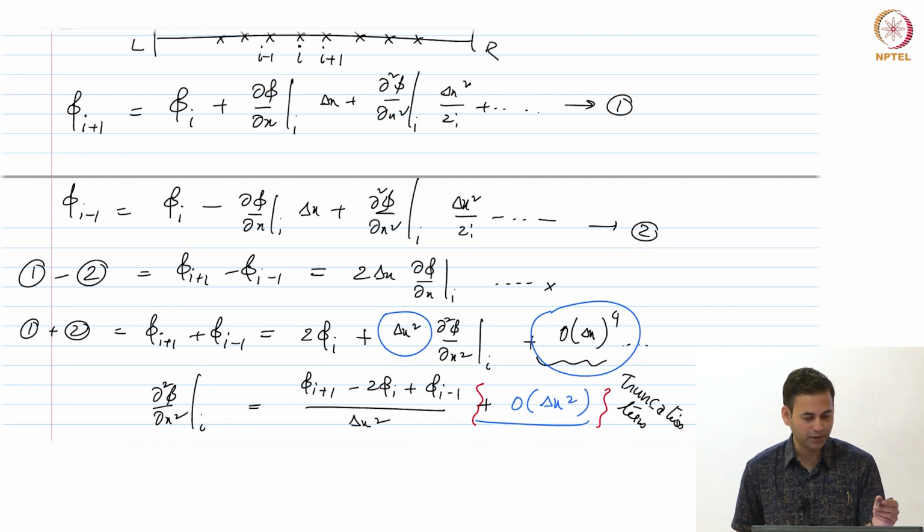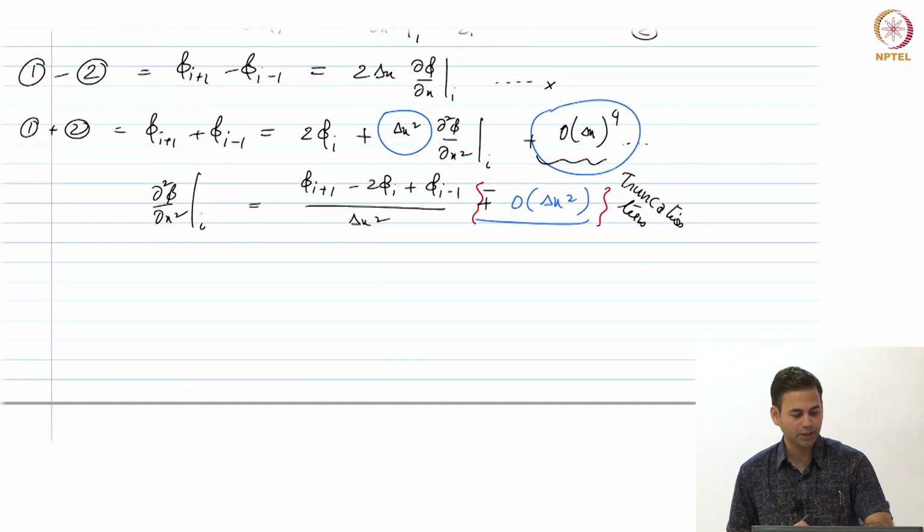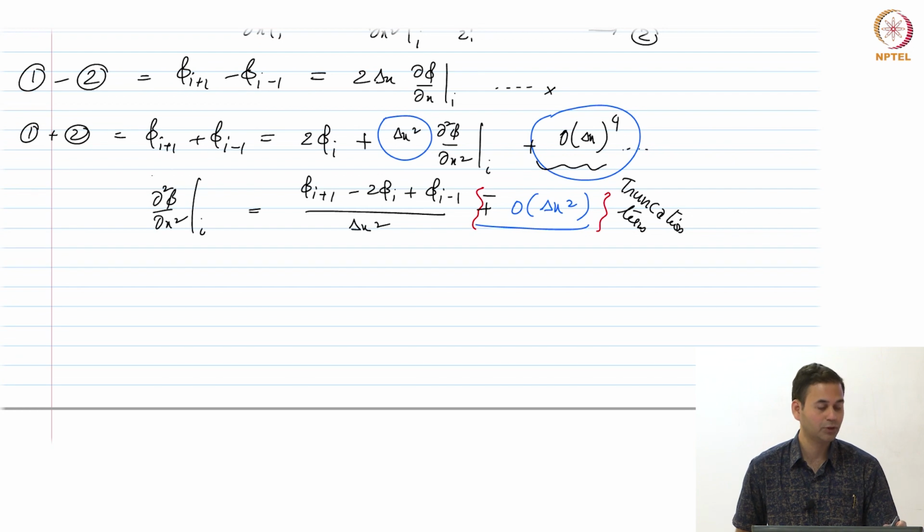Will be negative. Okay, that is fine. Whether it is positive or negative, it is okay. So, this will be minus. Okay, this is a minus. Fine. Okay, now we got something. So, what we got is an expression for ∂²φ/∂x².